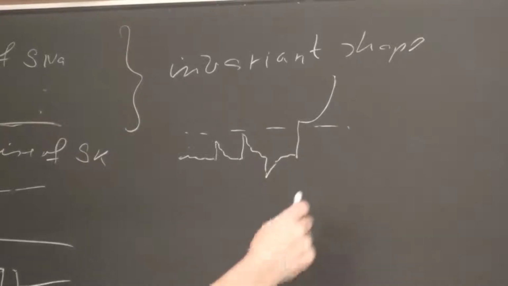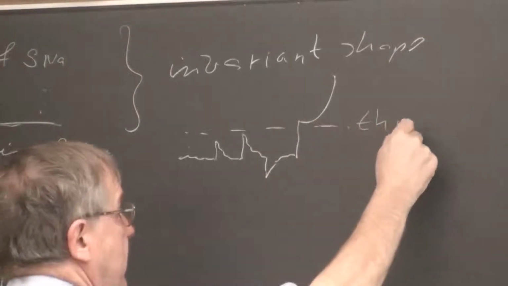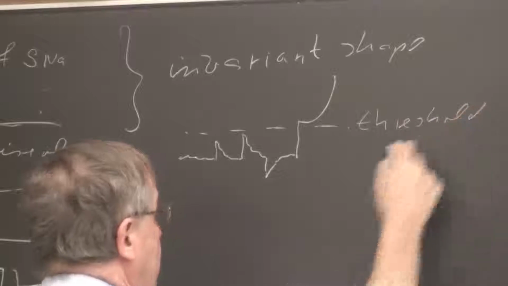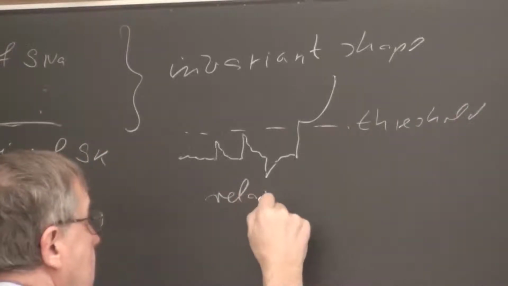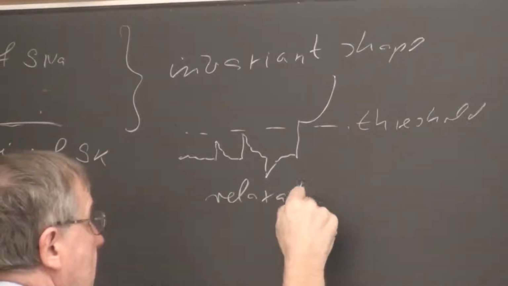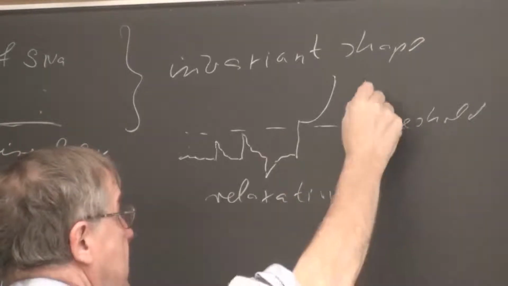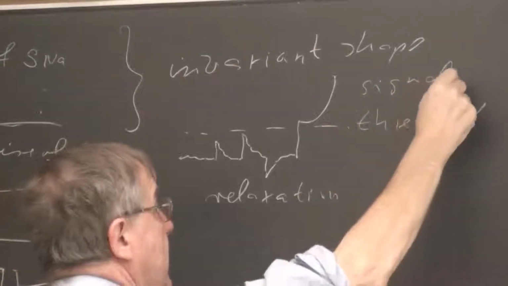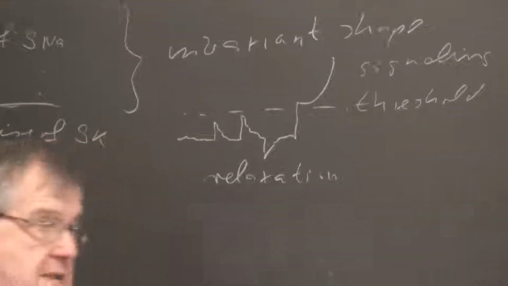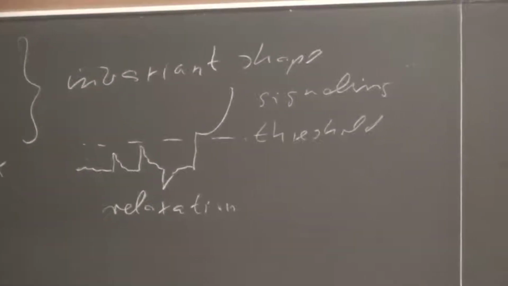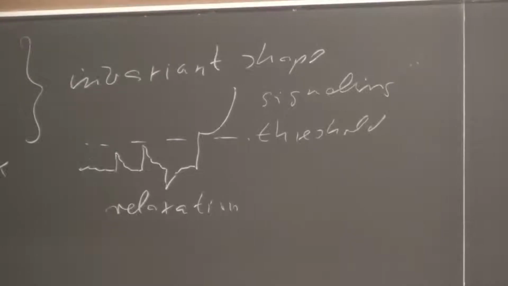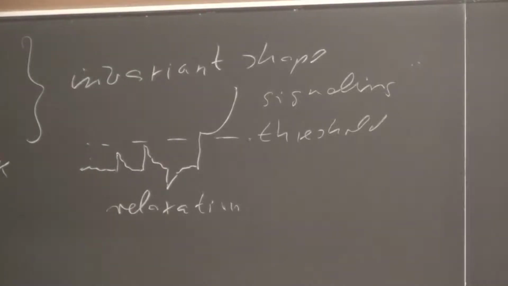So here we have below the threshold relaxation, and above the threshold we have signaling. And the signaling is always the same, looks always the same. It's not like sometimes strong and weak, or there's not an analog value in the sense of the word analog, meaning continuous. And so we have this very important difference in the behavior.